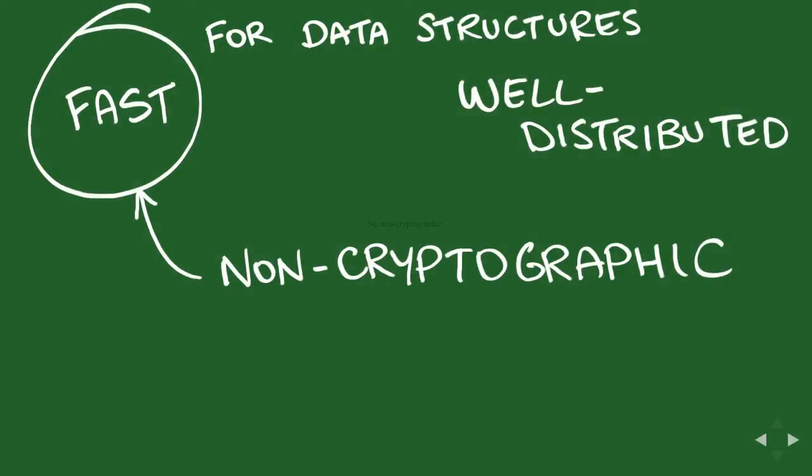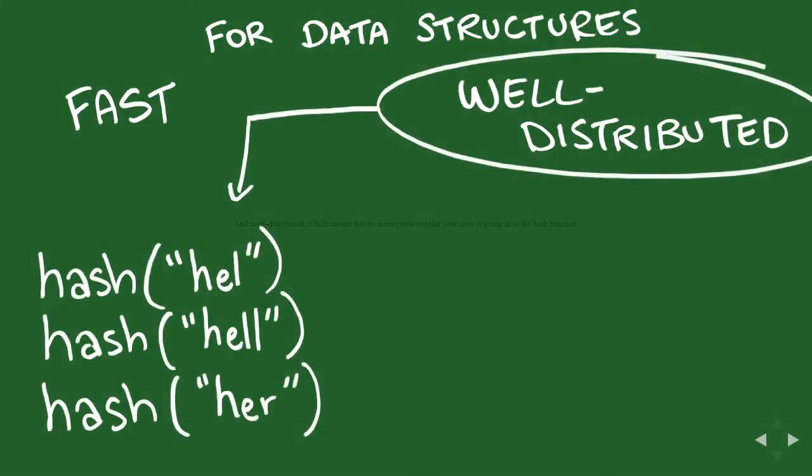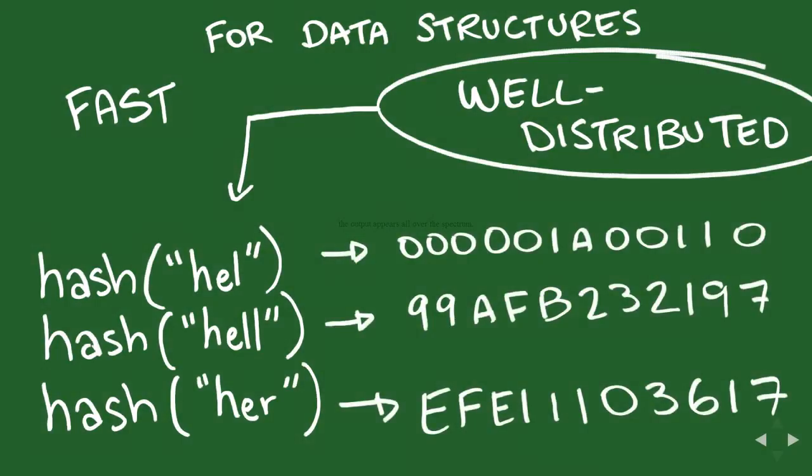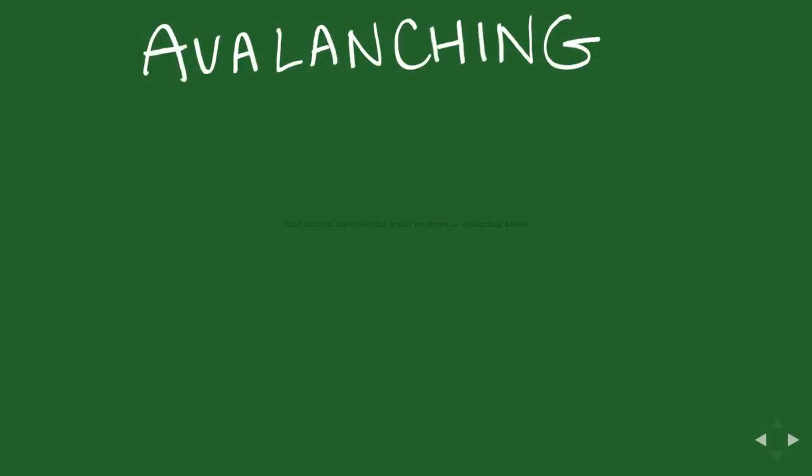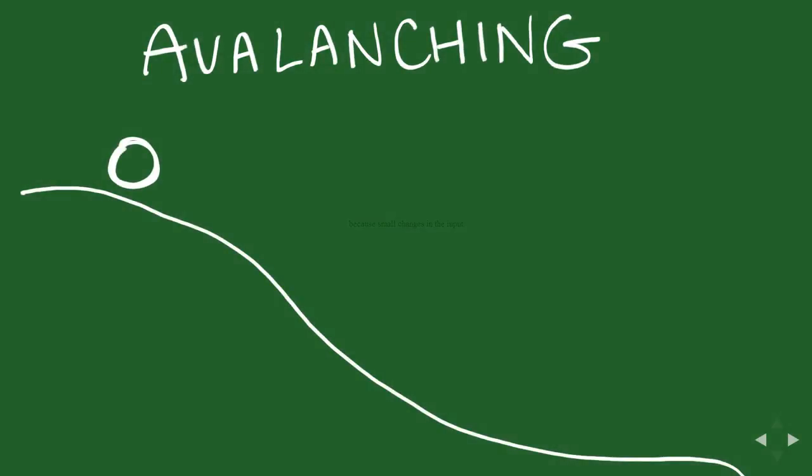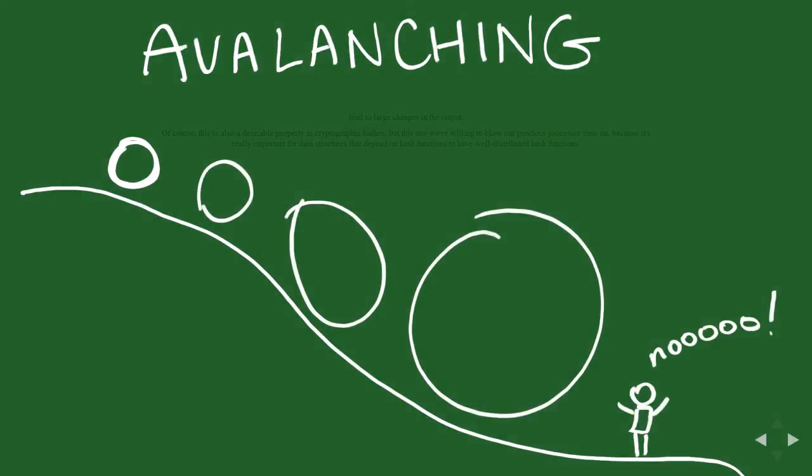So when we say fast, what we mean is non-cryptographic, and well distributed means that no matter how similar your data is going into the hash function, the output appears all over the spectrum. Here we have hell and her, all very close in terms of the letters that are in them, but producing completely different output, and that's what we want from a hash function. Hash functions that exhibit this quality are known as avalanching hashes, because small changes in the input lead to large changes in the output. Of course, this is also a desirable property in cryptographic hashes, but this one we're willing to blow our precious processor time on, because it's really important for data structures that depend on hash functions to have well-distributed hash functions.